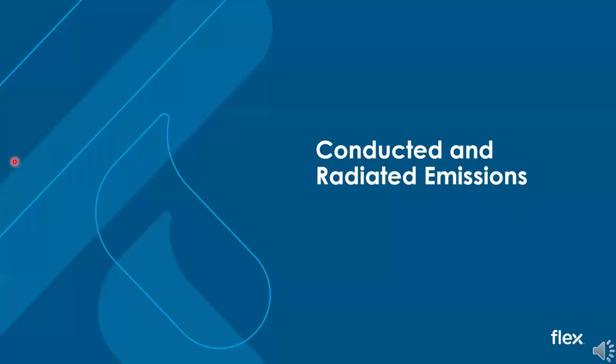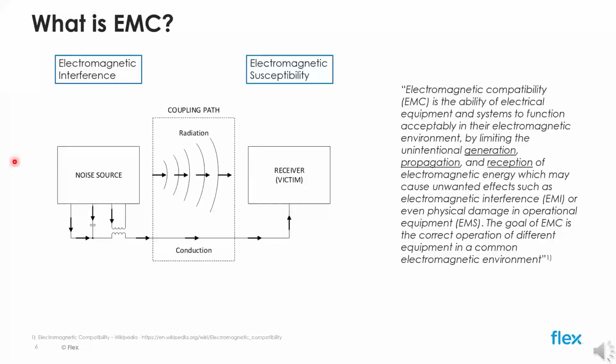Let's talk about conducted and radiated emissions. Conducted and radiated emissions are two parts of electromagnetic compatibility. The other two parts are conducted and radiated susceptibility. If we consider two equipment operating in the same EMC environment, one equipment is acting as a noise source and the other equipment is acting as a receiver. The two equipment are separated by a coupling path. The coupling path can be radiated emissions or a physical connection, for instance, through a common mains line.